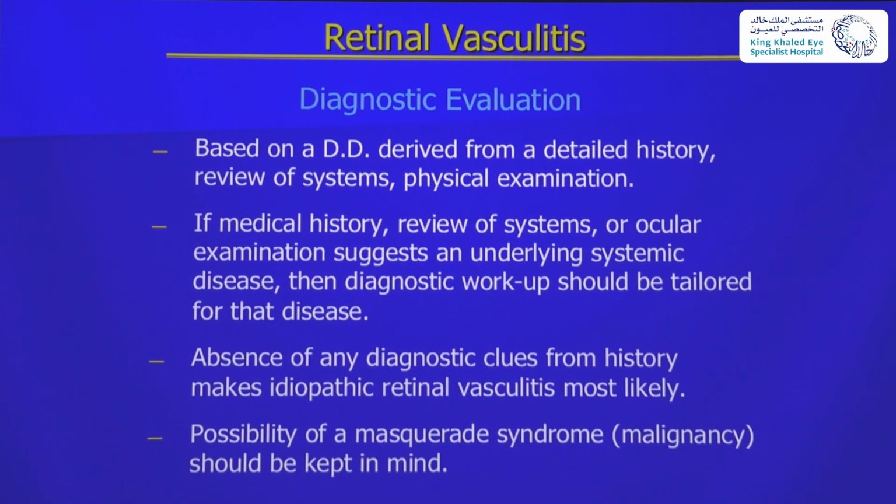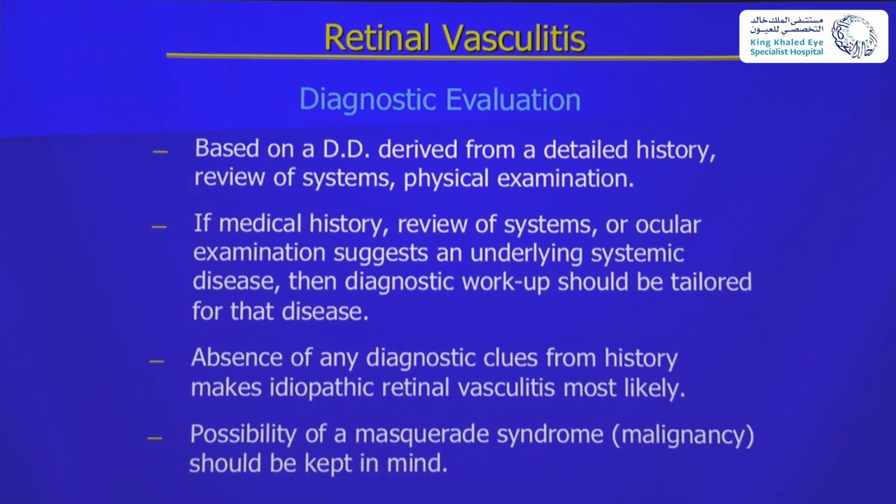We never do a shotgun approach for investigation. I know that some colleagues have a big list of workup, lab studies, anti-nuclear antibody, anti-DNA, syphilis, toxoplasma, and so on, rheumatoid factor even, and this is confusing. You should tailor your workup based on a good differential diagnosis.